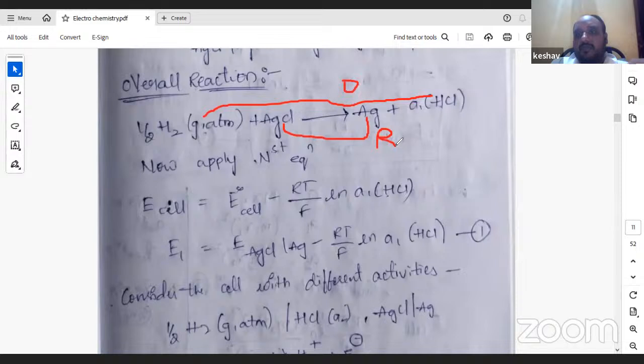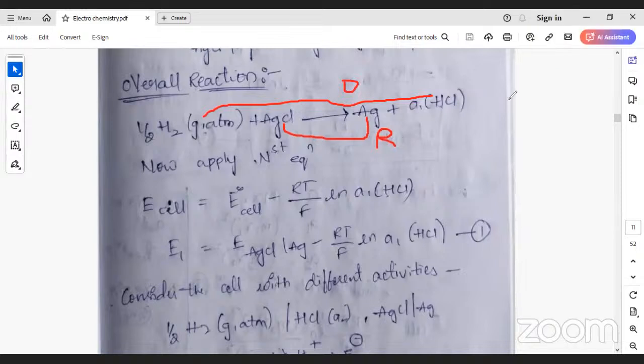S. Venkataram, please mute yourself. Yes, sir. Yeah, there is a disturbance.